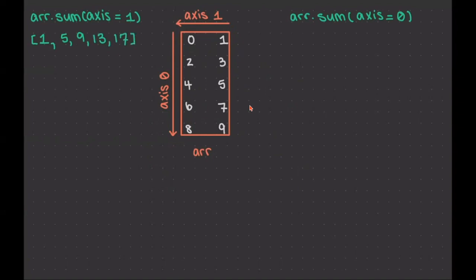On the other hand, let's say I want to sum along axis 0. Again, following this arrow, we imagine collapsing all of these entries down to a single value. So I have 0 plus 2 plus 4 plus 6 plus 8, that becomes 20. And then I have 1 plus 3 plus 5 plus 7 plus 9, that's 25.